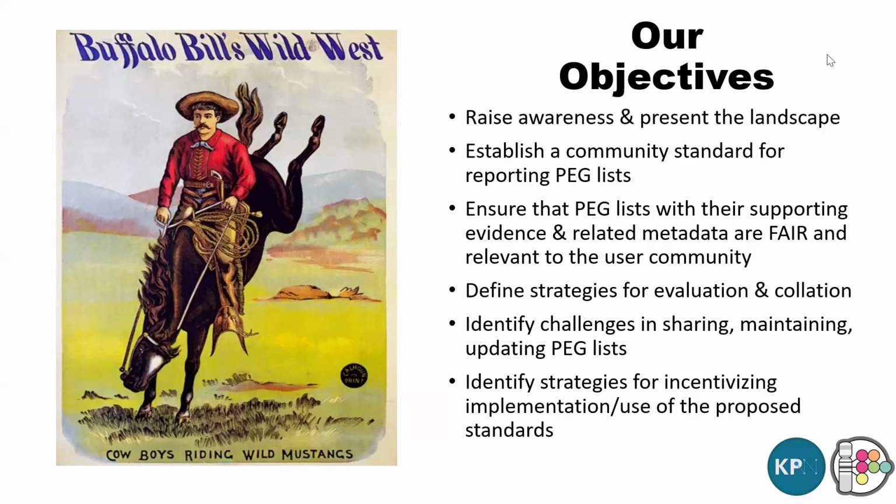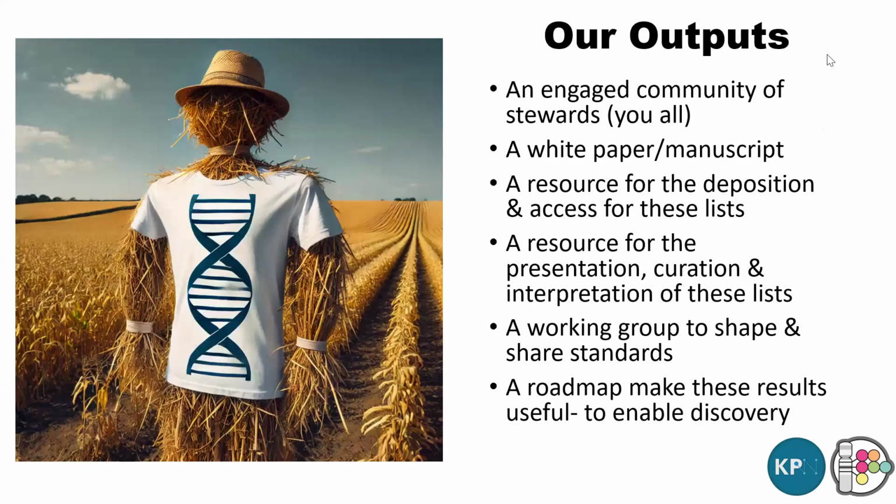And really, finally, strategies to make it super easy for someone to contribute and make their results of these really rich lists acceptable. So the outputs of that meeting I thought were really valuable. It was aimed at talking about a straw man, at engaging a community, potentially having a white paper coming out of it, a resource for both the deposition and the representation, a working group for making good on that. And ideally a roadmap, because these resources are meant to make it easier for others to use them and make discovery for follow-up, for prioritization, target identification, and so on and so forth.